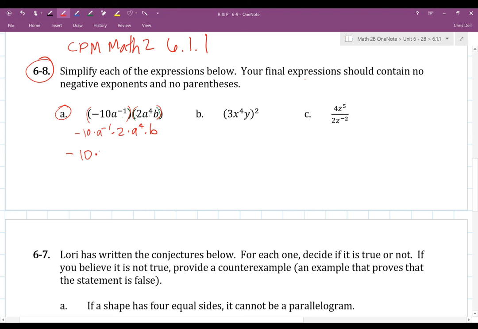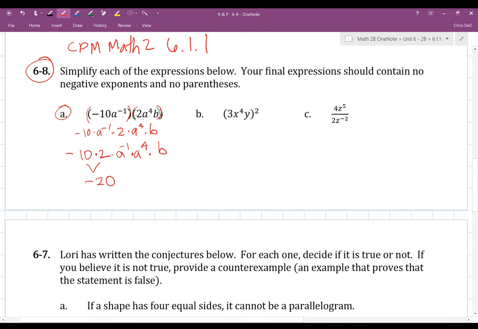This is negative 10 times 2. I'm going to put those together because those are the coefficients. And then there's a to the negative 1 times a to the fourth, and then times b at the end. Now I can multiply the coefficients: negative 10 times 2 is negative 20.